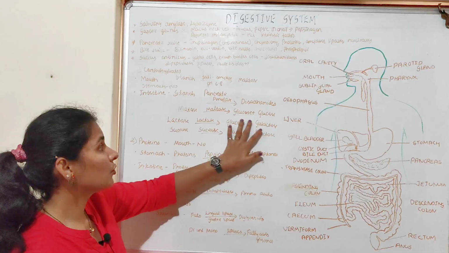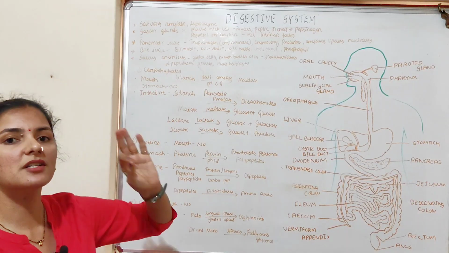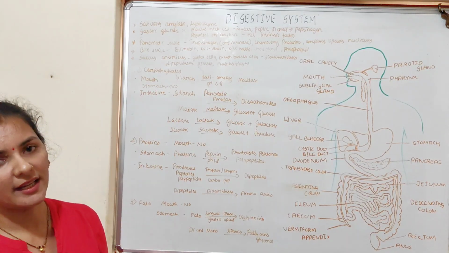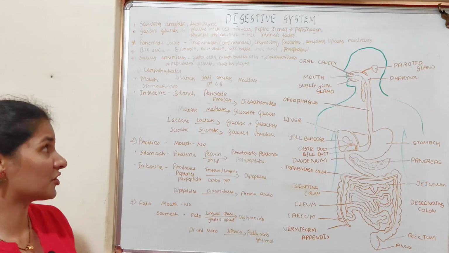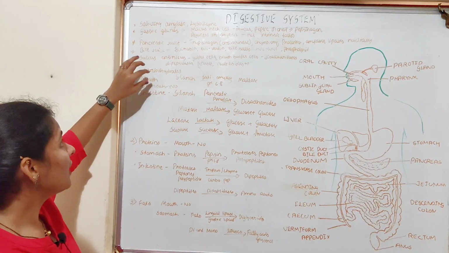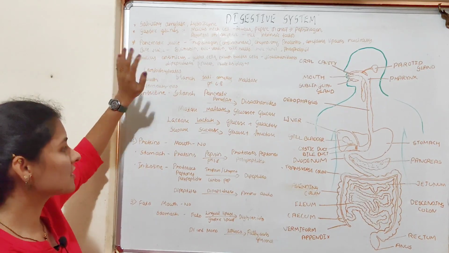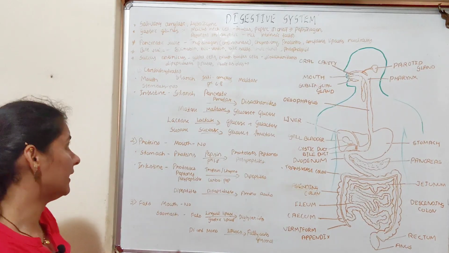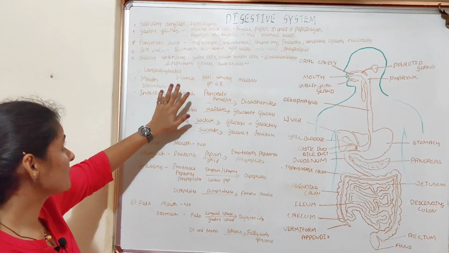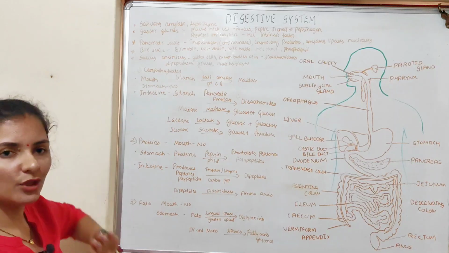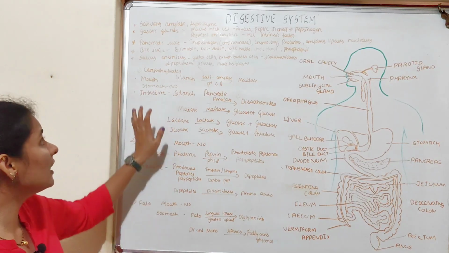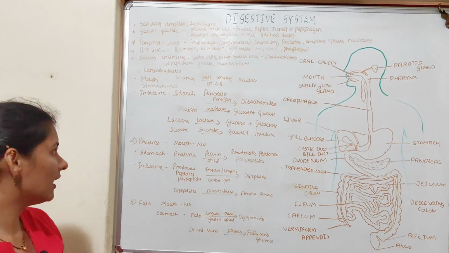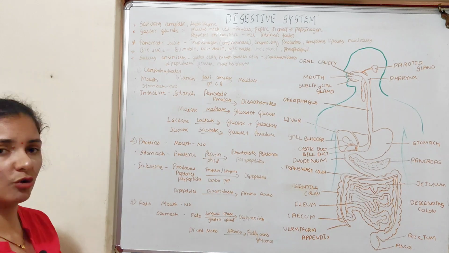So all these monosaccharides are the simpler soluble form which are directly absorbed into the bloodstream. So that is how the complex polysaccharide, that is starch, is converted into a simpler soluble form, that is monosaccharide, and the digestion of this takes place in the mouth and the intestine, not in the stomach. So that is about the digestion of carbohydrate. Next we will talk about the digestion of protein.